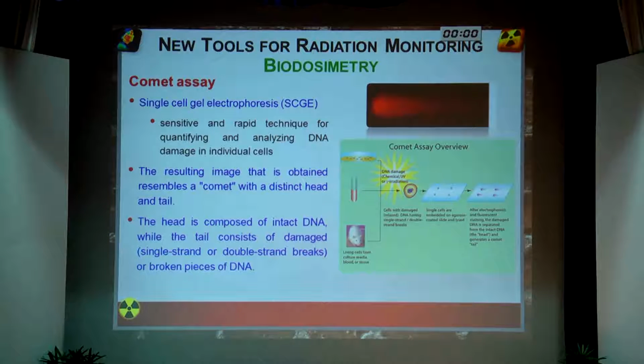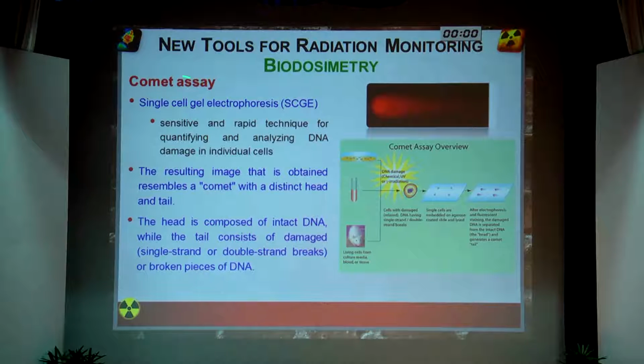And one exciting thing that we have is biodosimetry. Because physical dosimeters have a limitation. They can just measure the amount of dose, and they cannot actually be related to the direct health risk. So the true dosimeter will be a biodosimeter.